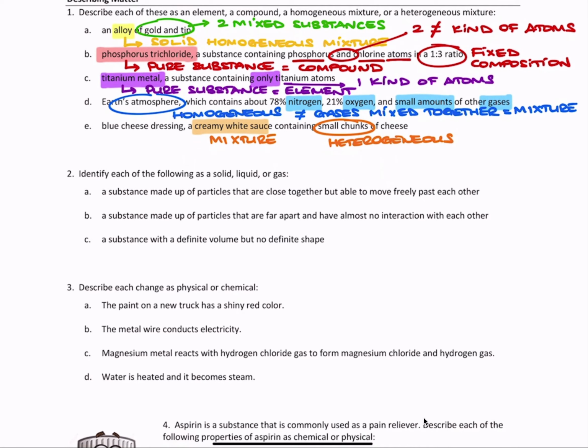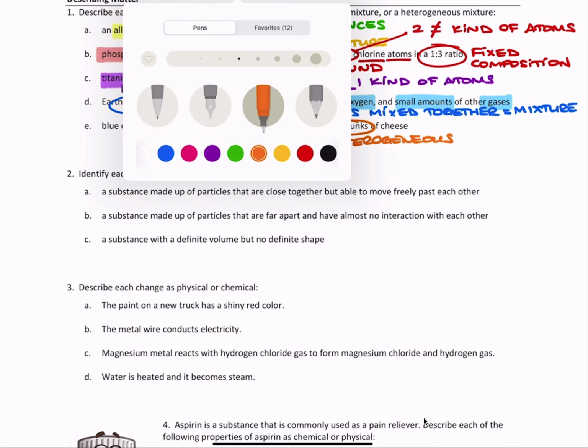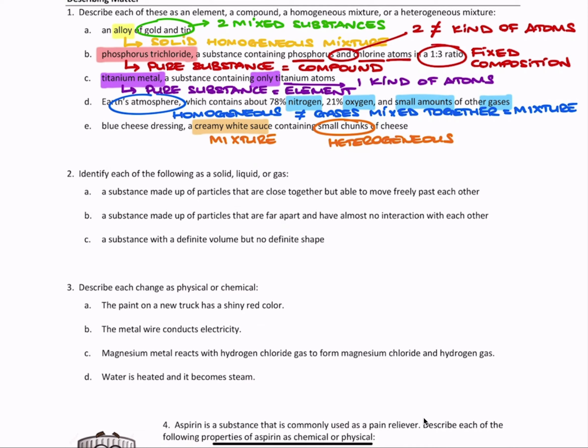In the second problem, you need to identify each of the following as solid, liquid, or gas. Those are the three states of matter. A, a substance made up of particles that are close together but able to move freely past each other. So we have two pieces of information here, close together, move freely. These two pieces of information represent the liquid state.